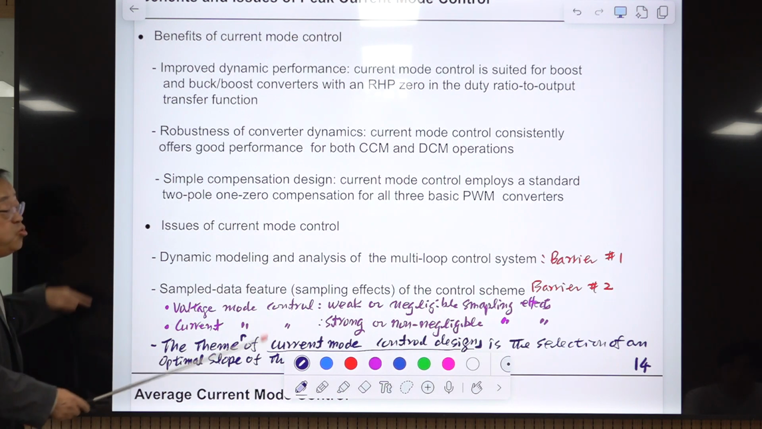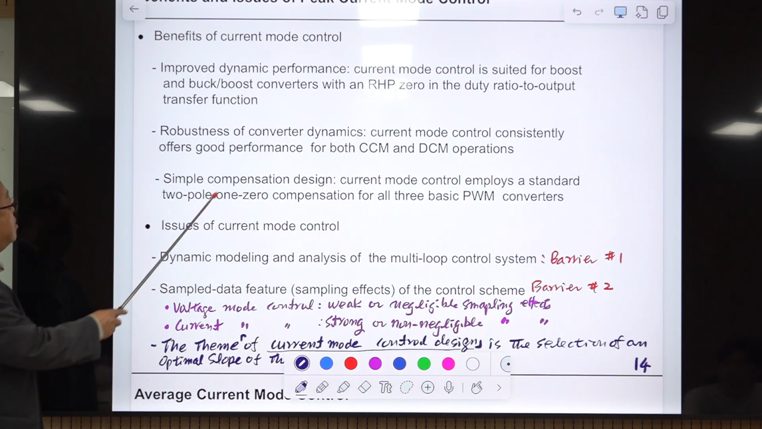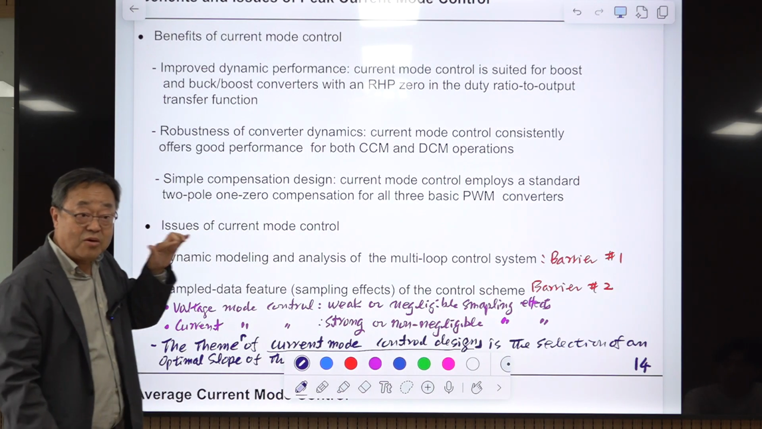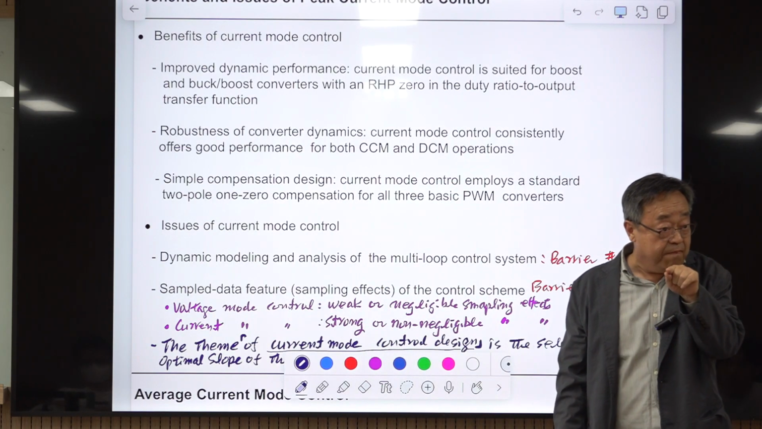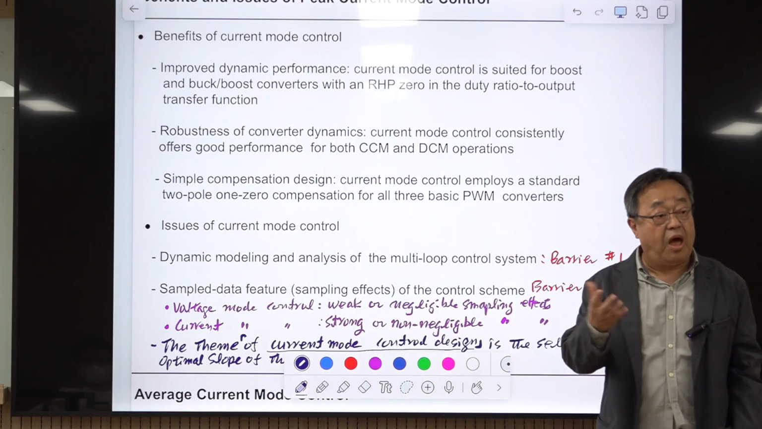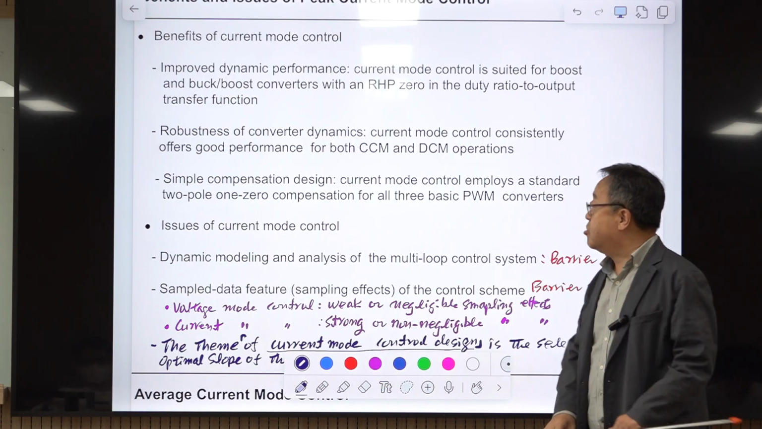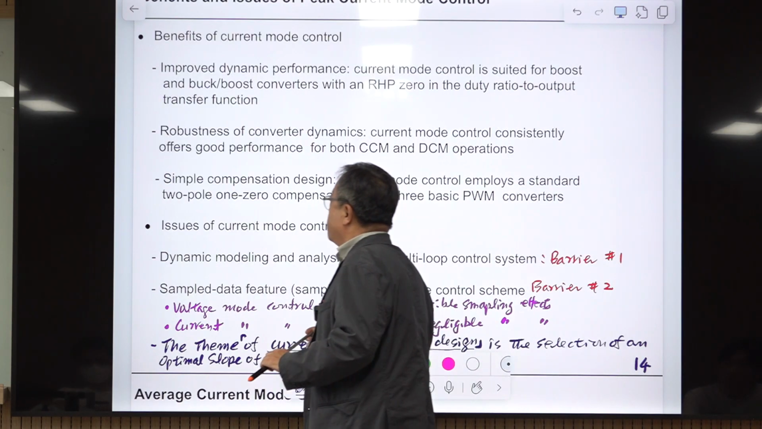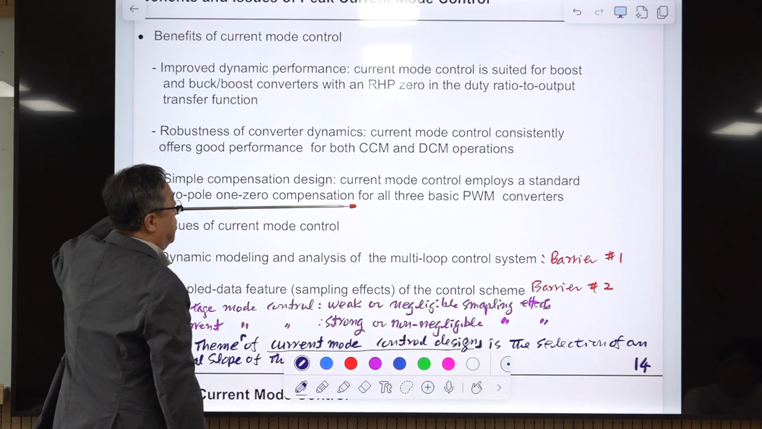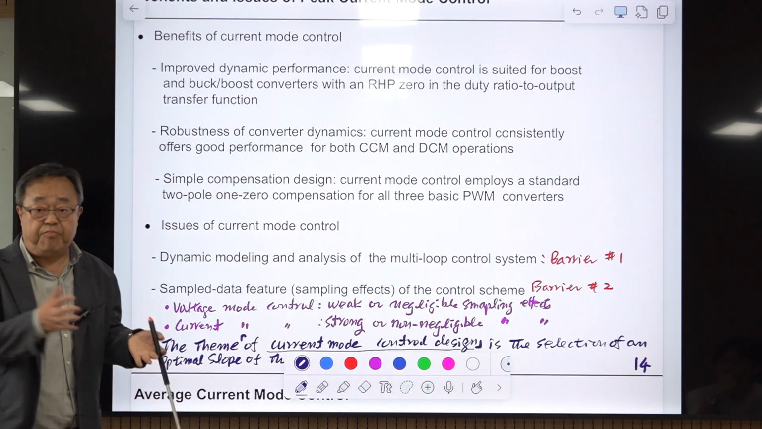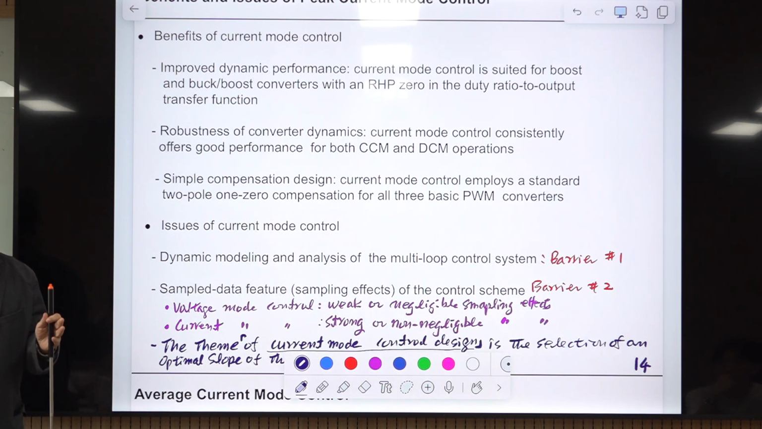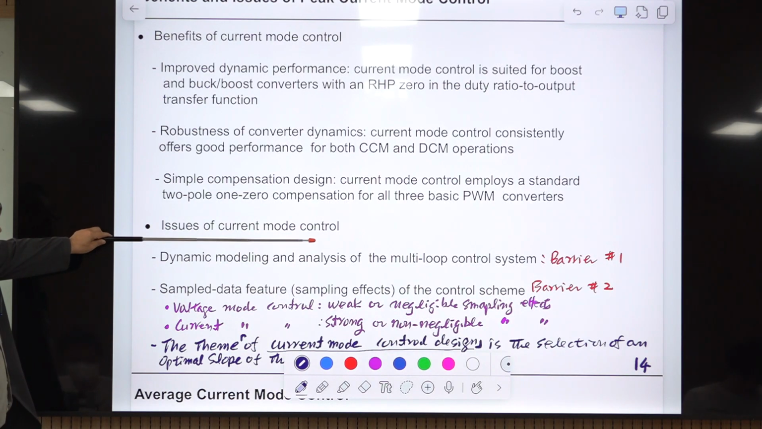Okay, because there are 2 poles. Because there are 3 poles in type 3. And they have type 1 compensation, which has only an integrator. Nobody will use that. So type 1, type 2, type 3 is some funny story. But the important thing is that this 2-pole 1-zero compensation can be used for all 3 basic converters, and the design process is almost the same. One single design can be adapted to all the PWM converters. Okay, and now, issues of current mode control.